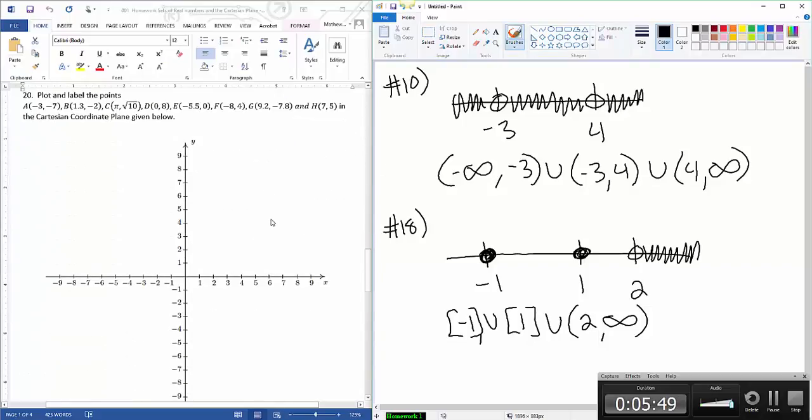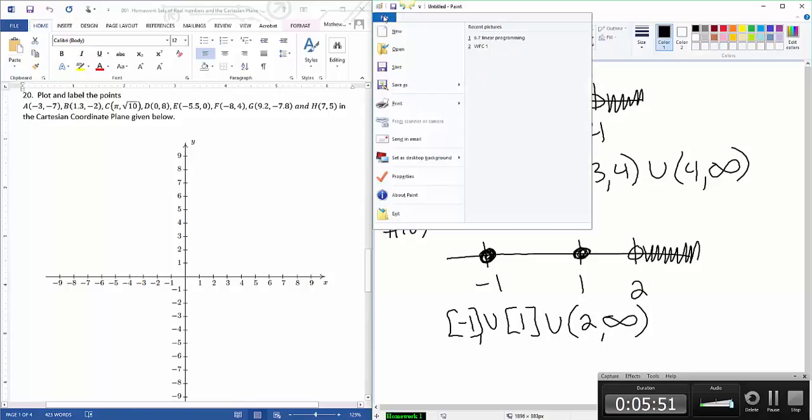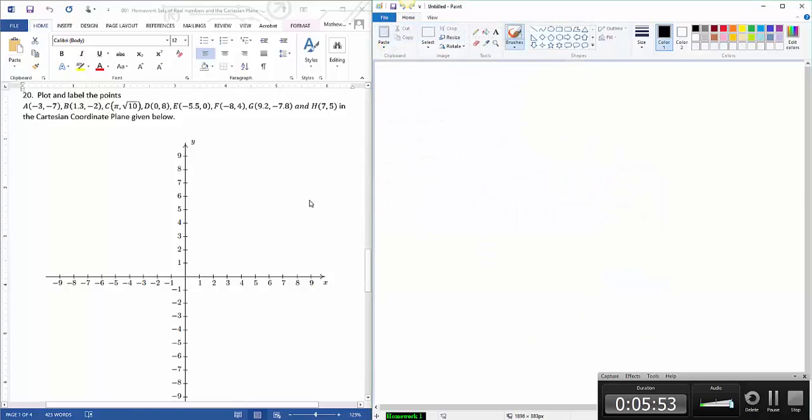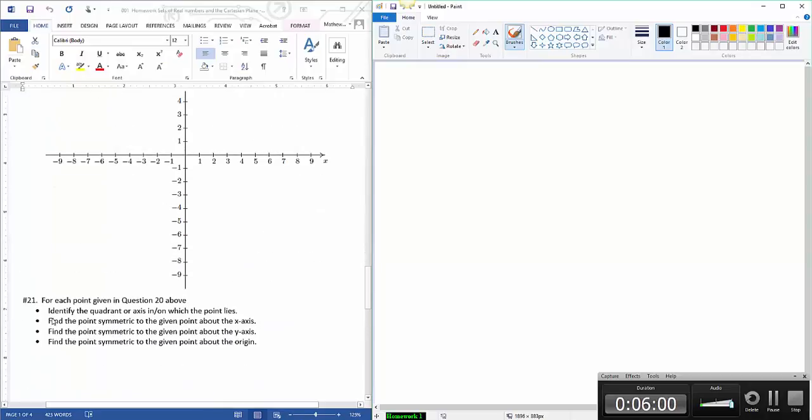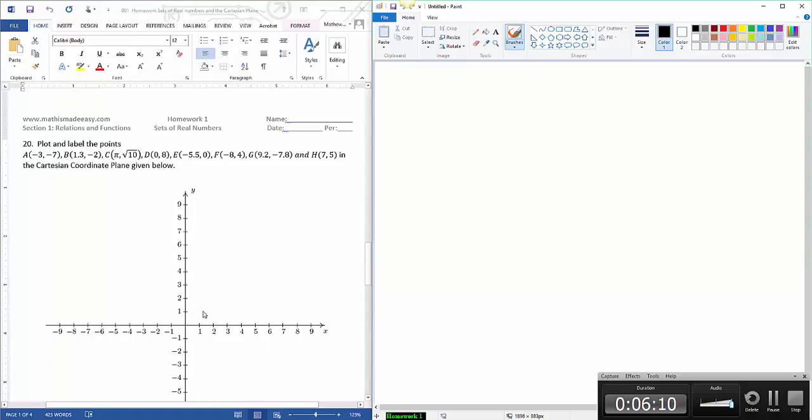Number 20, it says plot and label the points. Well, I'm confident that you guys know how to plot points, and it's going to be combined with 21 anyways, which asks us to identify the quadrant or the axis, find the point symmetric to the x, find the point symmetric to the y, and then find the point symmetric about the origin. So let's look at A.